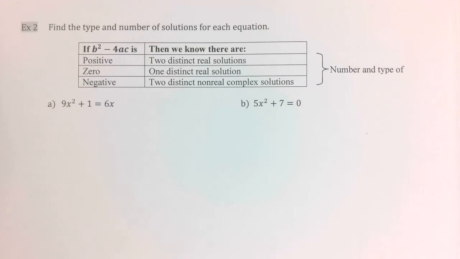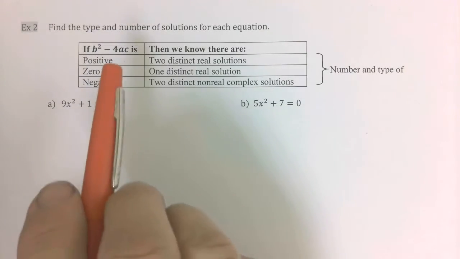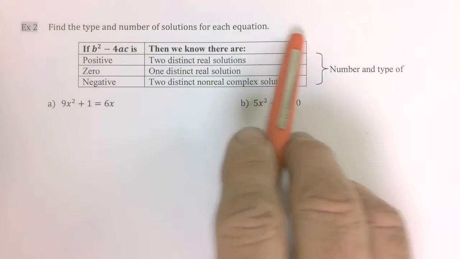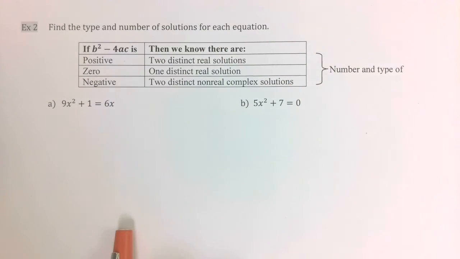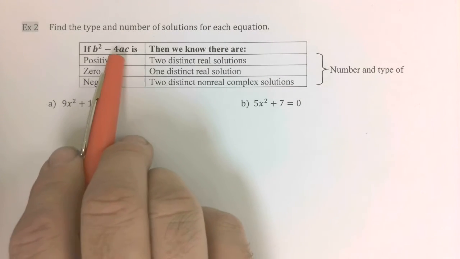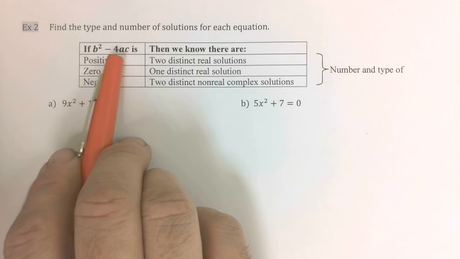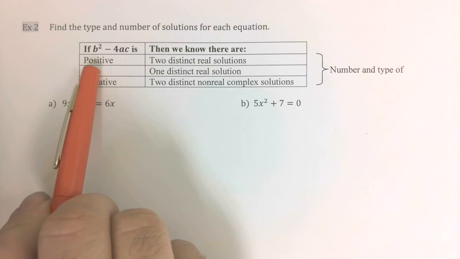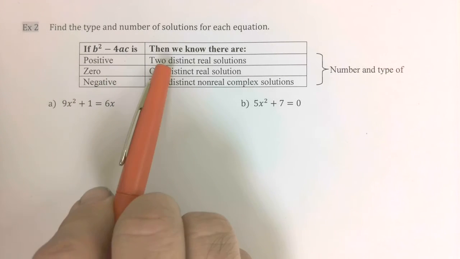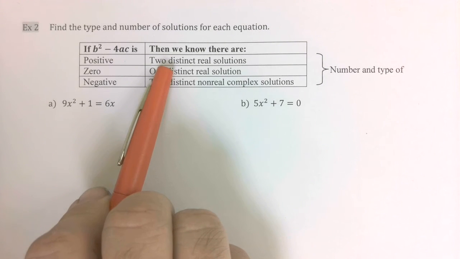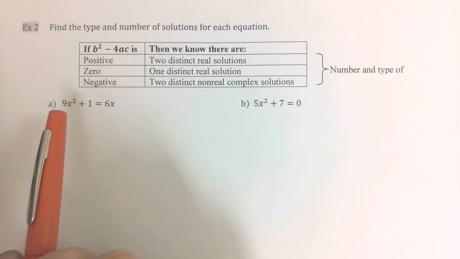So for example 2, we're going to take a look at finding the type and number of solutions. There is a little table here which lets you know the important things. When we calculate b squared minus 4ac, if you get a positive number, then you end up with 2 real solutions. And they'll be different numbers. They're distinct. So you're going to end up with 2 real number solutions.